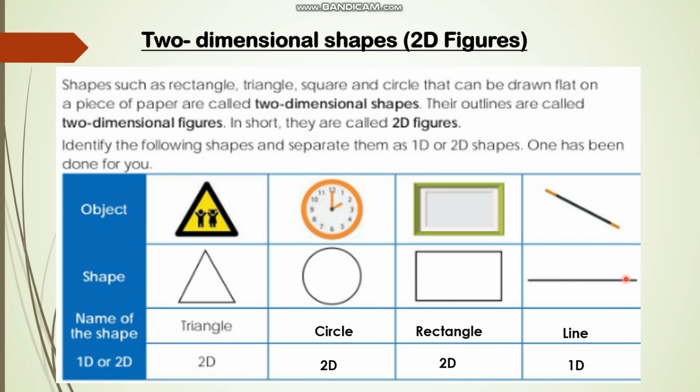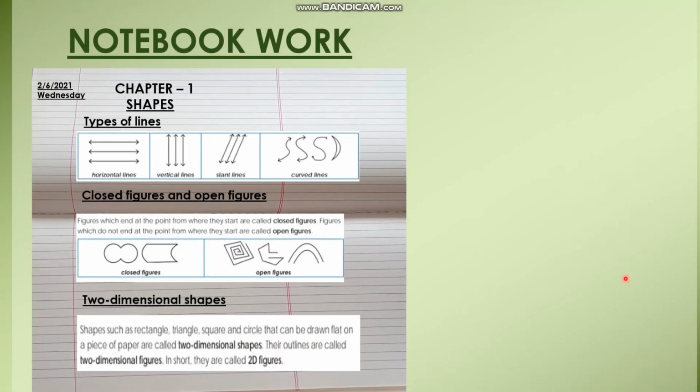Got it, children? Okay. So, my dears, in today's class we learned about some basic terms we are using in geometry, and that are line, line segment and ray, isn't it? And after that we learned some types of lines. Which are the different types of lines? Horizontal lines, vertical lines, slant lines and curved lines.